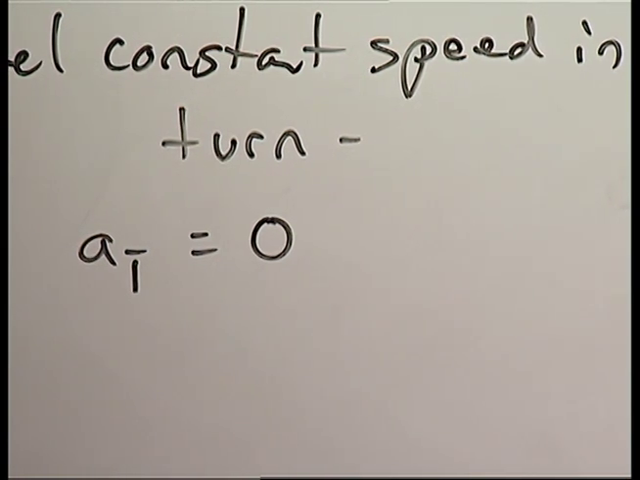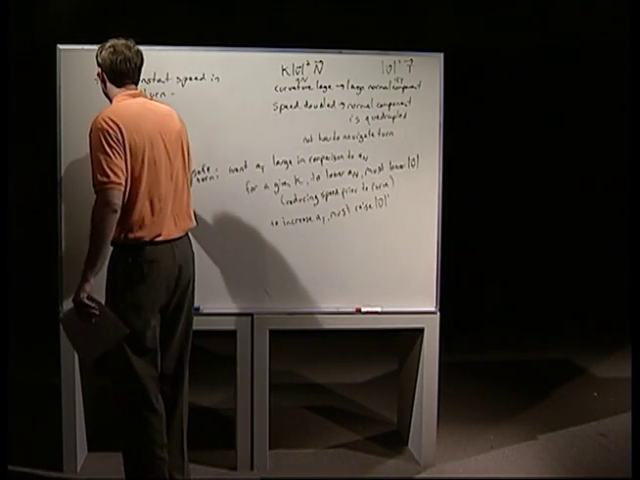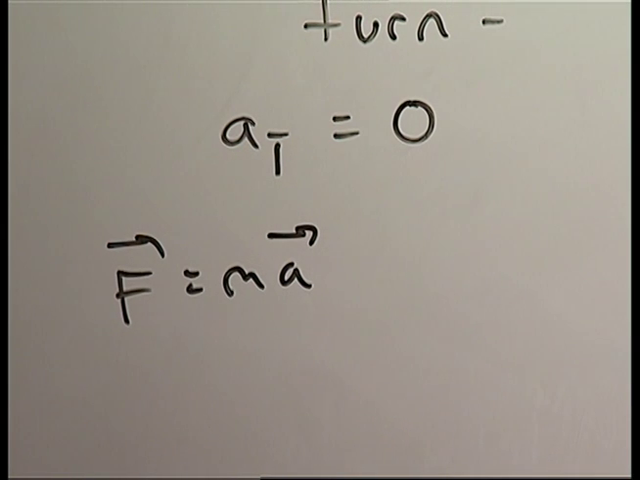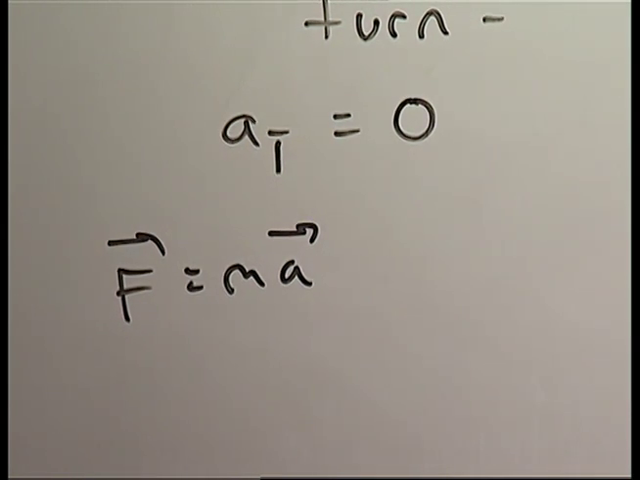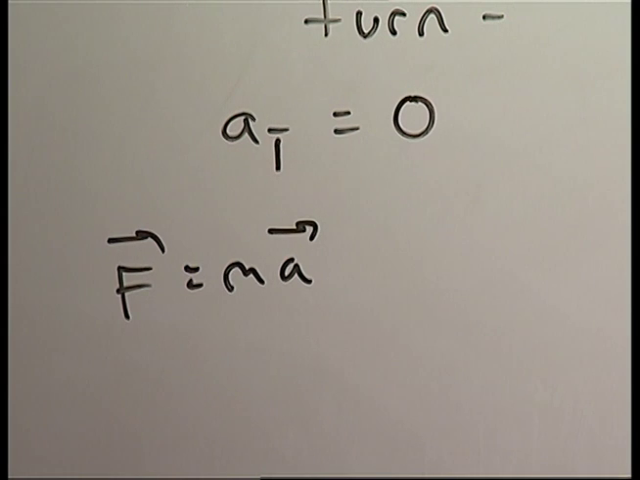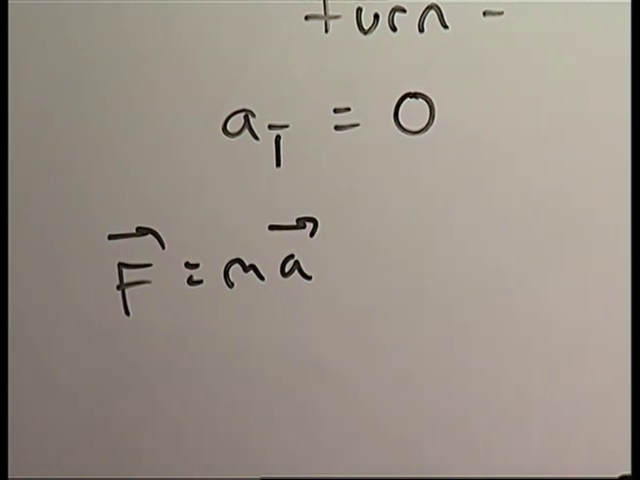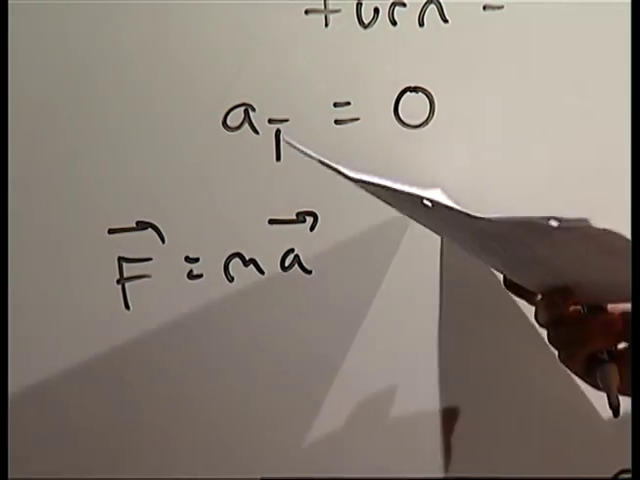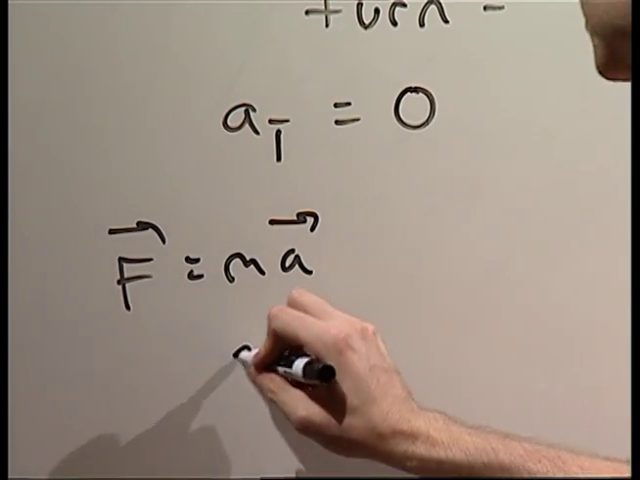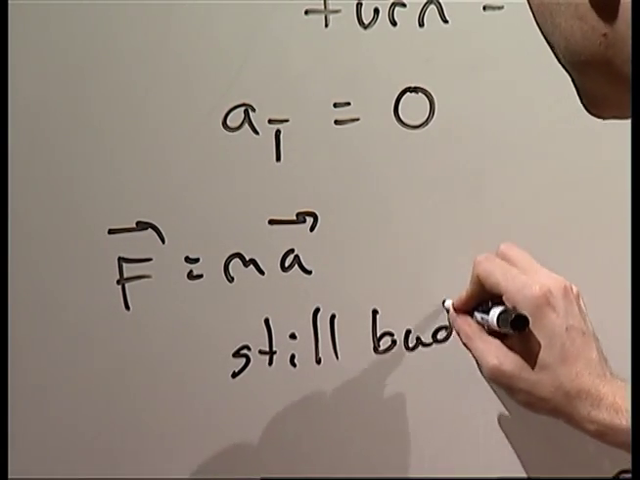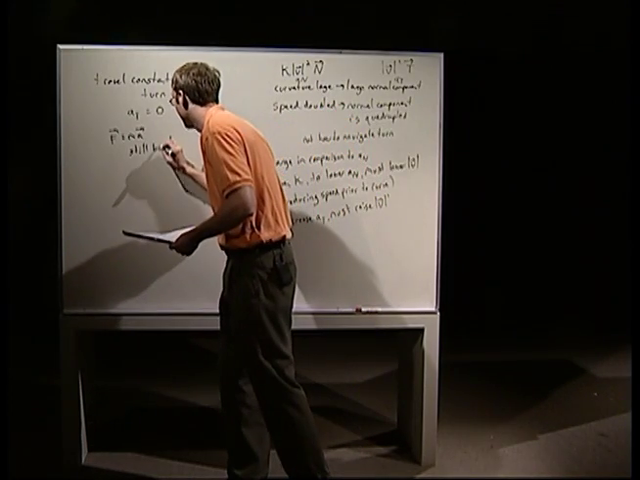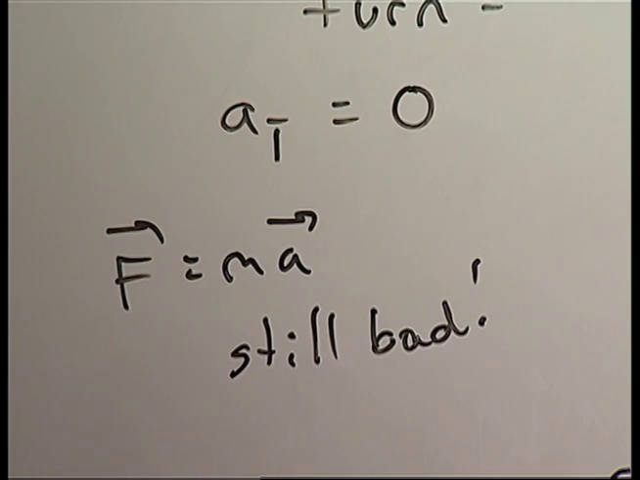So if F equals ma for forces, all of your acceleration is going normally. That means all the force on the car is going normally. This is not good. I mean, if you're going through a turn at a constant speed, you are always being forced in a normal direction. Sure, it's possible to get through a turn, but this is not the way to do it. This is still bad, right? So what is a better way to do this?